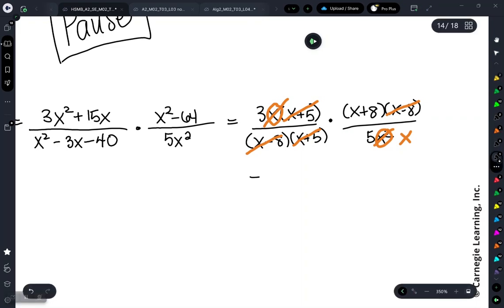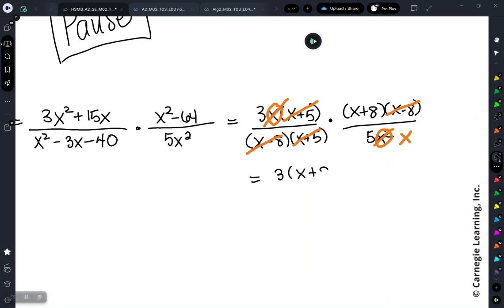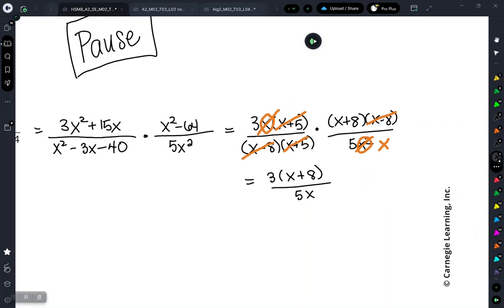And then going across, on the top, we've got a 3 times an x plus 8. And in the denominator, we just have 5x. And that's the answer to that one.